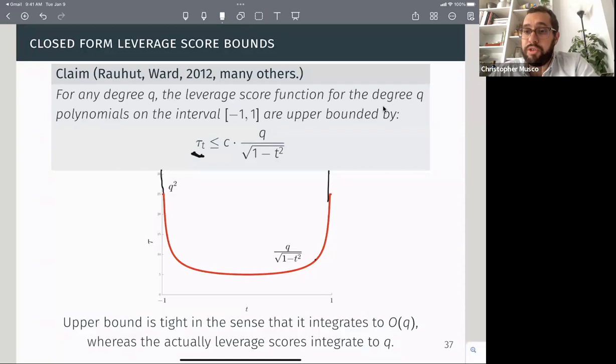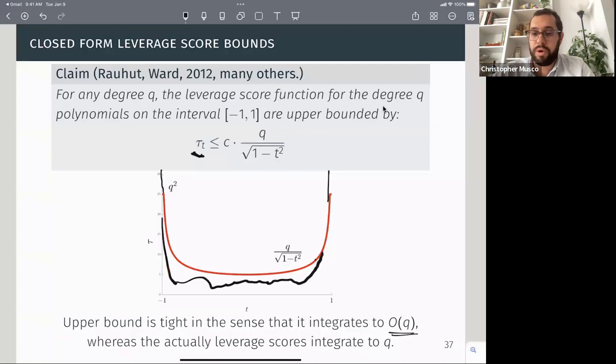This approximation is tight in that it integrates to order Q, and the true leverage scores sum to Q. So it's not tight in the sense that there might be some leverage scores that are quite a bit below the function, but the integral is the same as what you would get if you summed up the true leverage scores. It's an upper bound on the leverage scores.